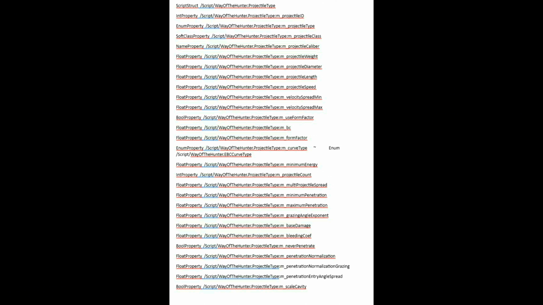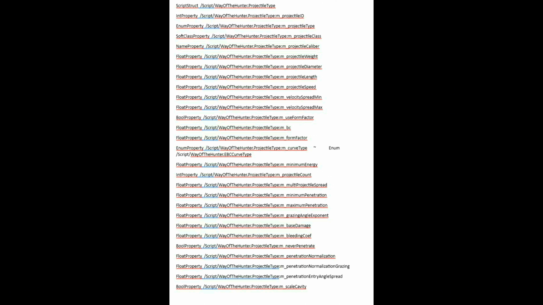Projectile type, projectile class, projectile caliber, projectile weight, projectile diameter, projectile length, projectile speed, velocity spread minimum, velocity spread max, use form factor, the BC, form factor, curve type, and then they're using an enum, curve type, minimum energy, projectile count. That's probably for the ammo, I mean, how much it holds. Projectile spread, how big your dot's going to be, minimum penetration, maximum penetration.